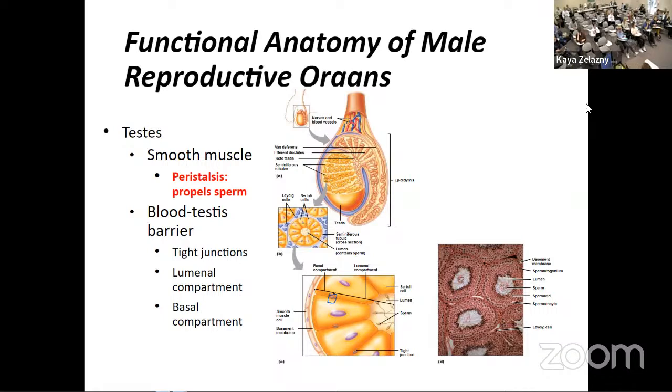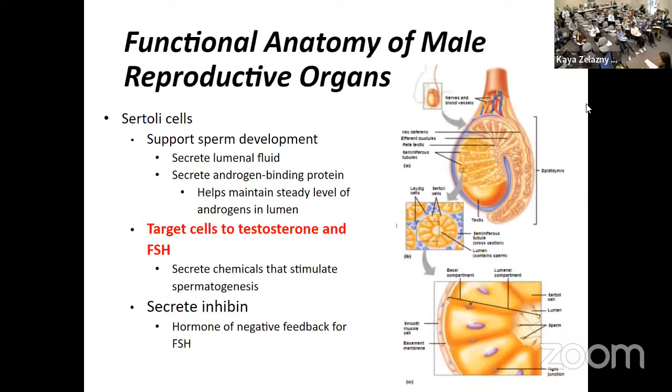Thinking more about those cells, the Sertoli cells specifically, those ones that were lining the tubule. Their job is to support sperm development. When we say support sperm development, they're not just a cheering section. They're going to be secreting some fluid, a fluid called luminal fluid. That goes into the lumen, so we've got watery stuff in there, luminal fluid.